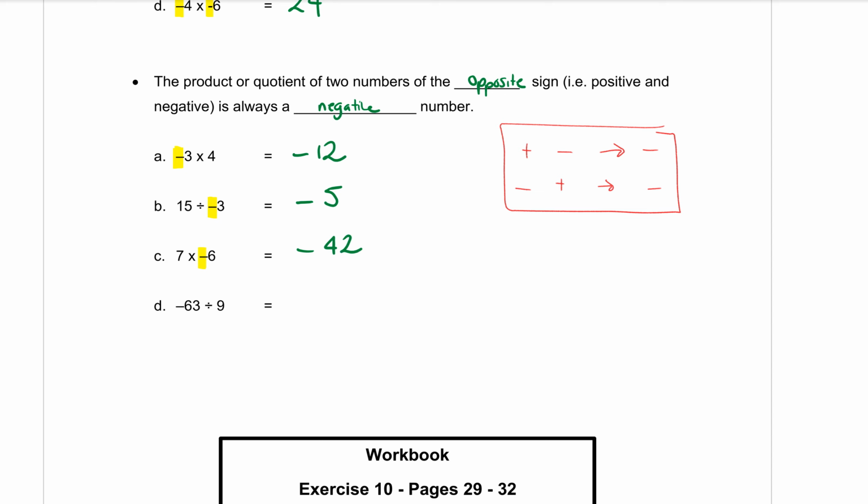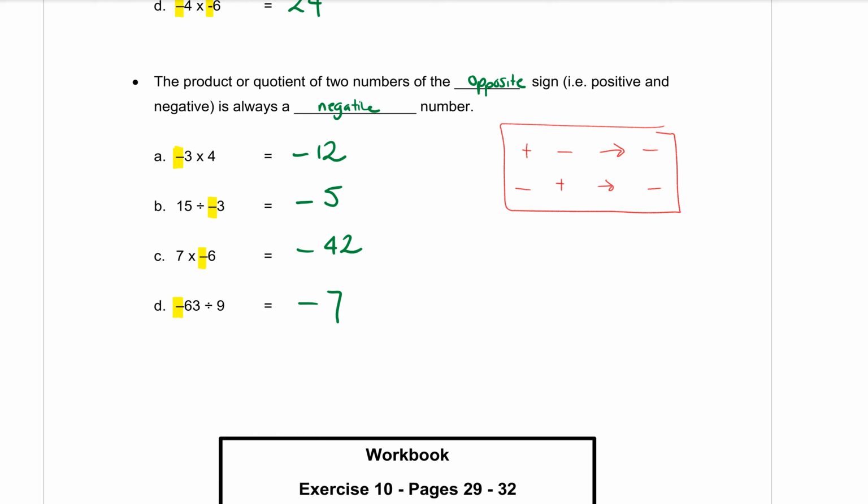And D, I have a minus sign on the 63, but the 9 doesn't have one, so it's positive. One's a minus, one's a plus, so it's going to be a negative answer. Put a minus sign in. Now, because I have a divide, I want to divide the numbers. 63 divided by 9 is 7. So I already had the minus sign, 7 for the number.